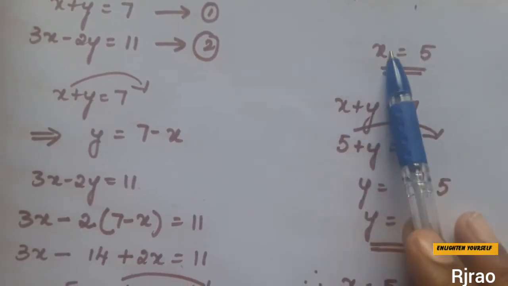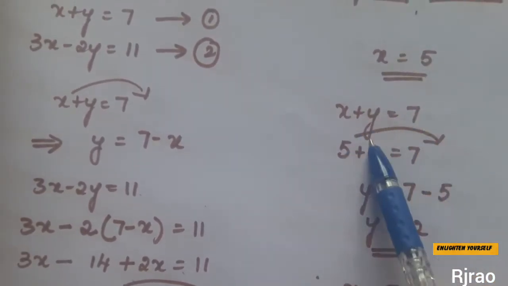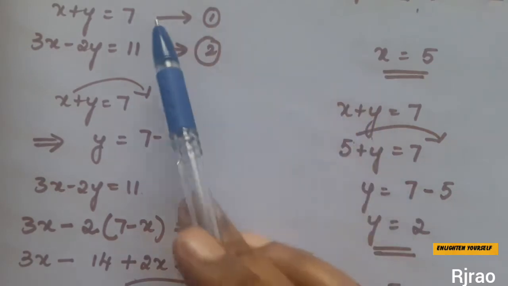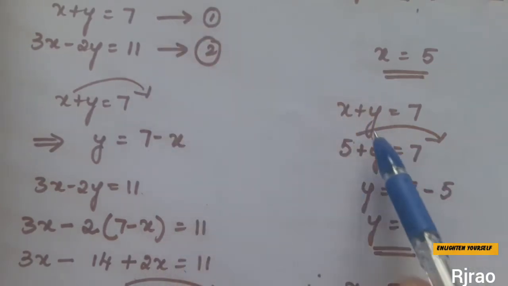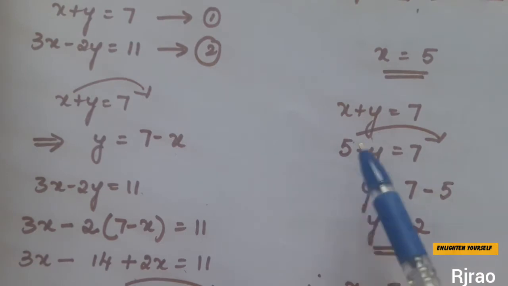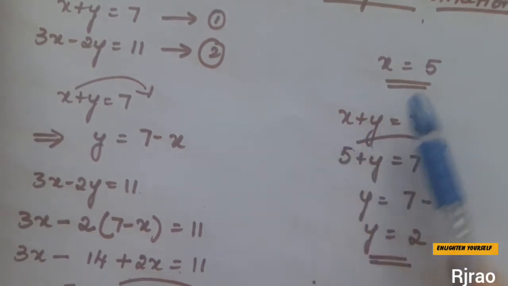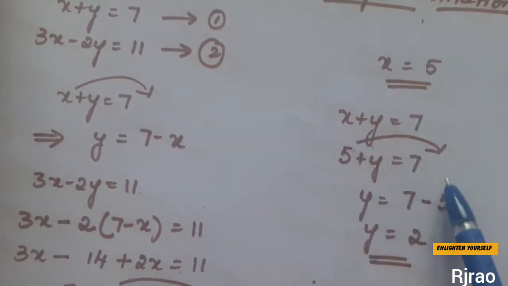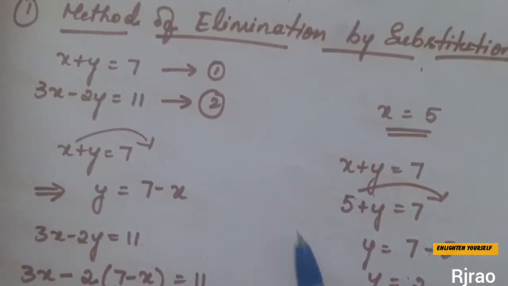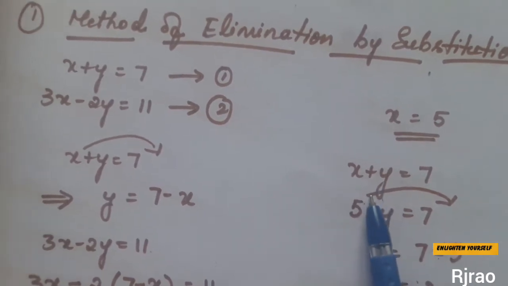Now we got the x value, we have to find the y value, right? So take any one of the equations and substitute the value of x in that equation. I am taking the first equation, x plus y is equal to 7. Here in the place of x, 5 plus y is equal to 7. Then y is equal to 7. This 5 will be shifted to the RHS and it becomes minus 5. So y is equal to 7 minus 5 is equal to 2. So we got both x and y. This is how you have to solve in the method of elimination by substitution.